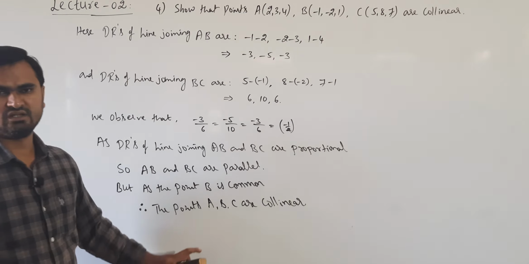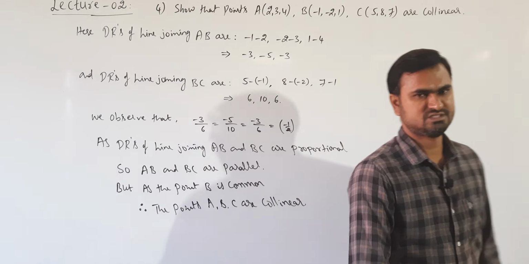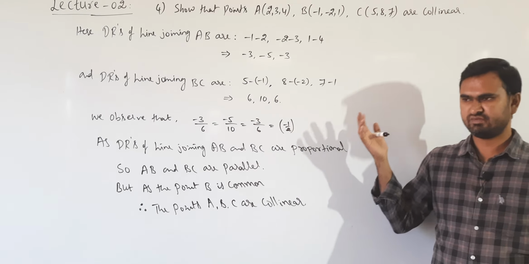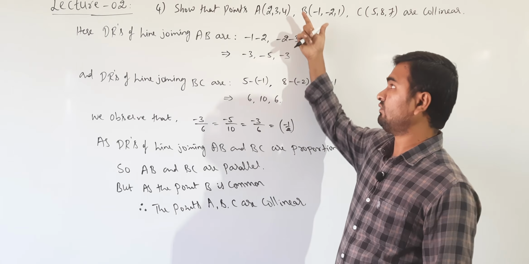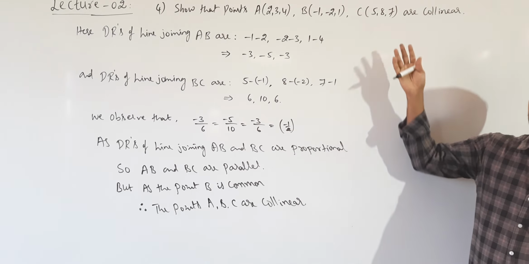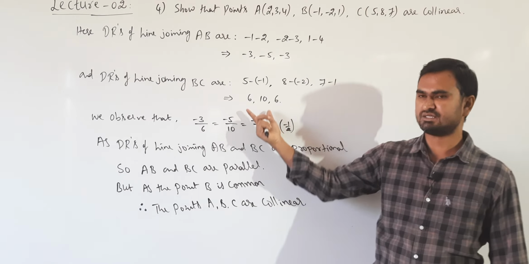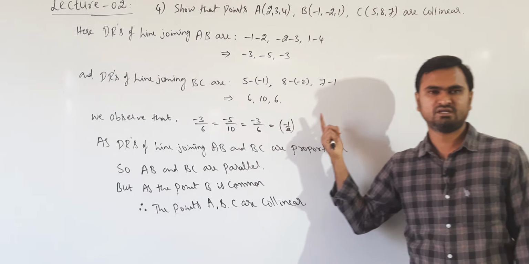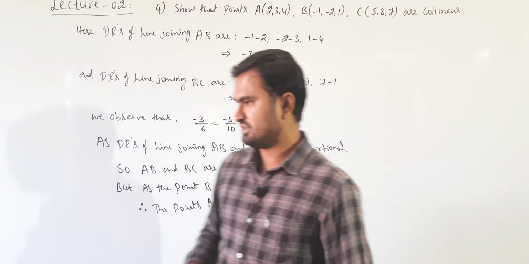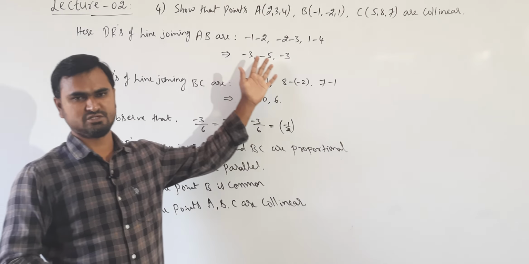Okay, this is how we can prove that the points are collinear. Understand? So this is one method of proving the points are collinear. If the question is given in the examination, they don't mention what method we have to use to prove that points are collinear. So in the examination, you can use any one of the methods like distance formula or section formula or using DRs. Any method you write, you will be getting the full marks. Understand? Since we are studying about DRs, I am solving using DRs. Any method we can use in the examination.